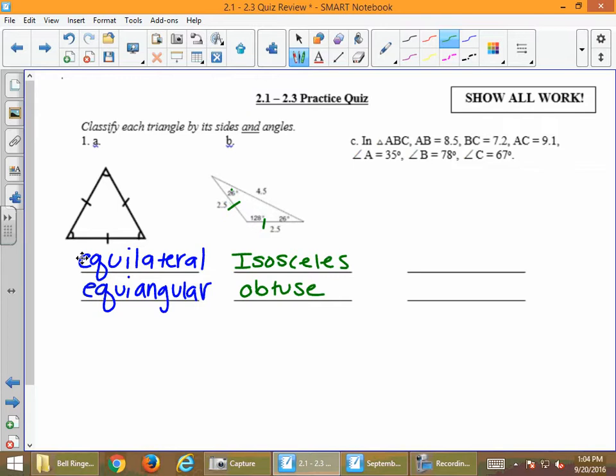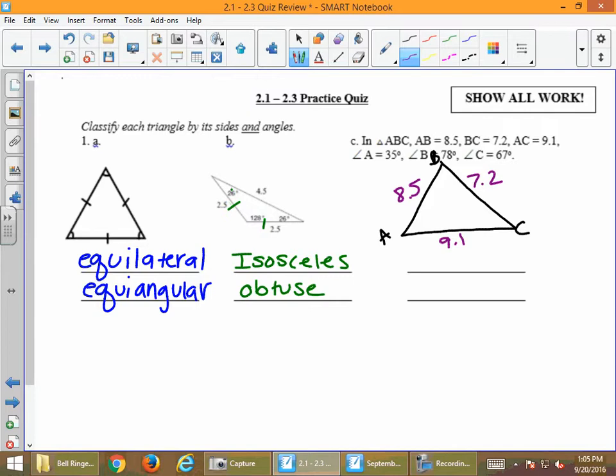What can we do for C that's going to be super helpful? Yeah, draw it. It's not there. Draw a picture. Draw it in. Let's say we have triangle ABC. We know the side AB is 8.5. We know the side BC is 7.2. And we know AC is 9.1.